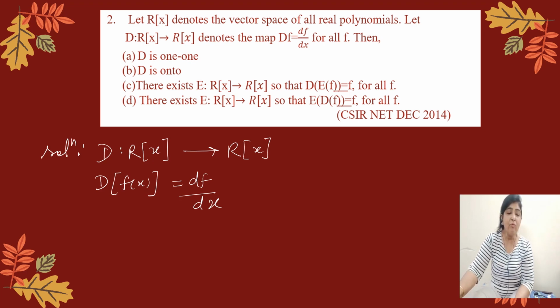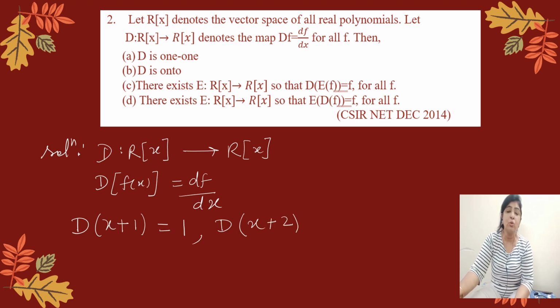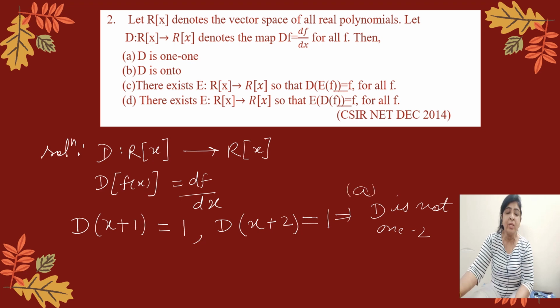So what will we do? We take the function f(x) as x plus 1. So D of (x plus 1) is equal to 1. Then if I again find D of (x plus 2), it again comes out to be 1. So two elements correspond to the one element 1 in the range. So the function is not 1-1. This implies D is not 1-1. So A is incorrect.